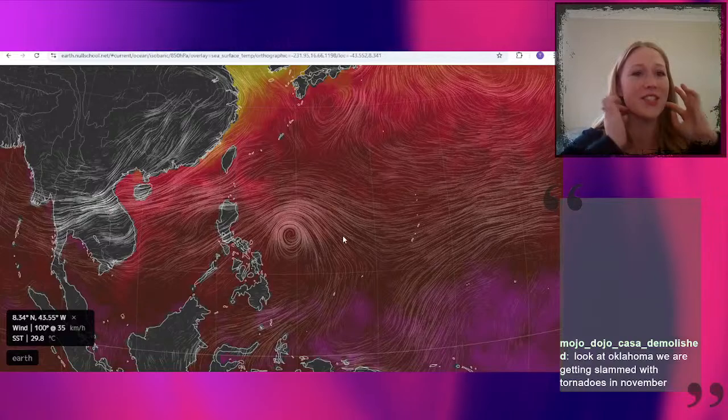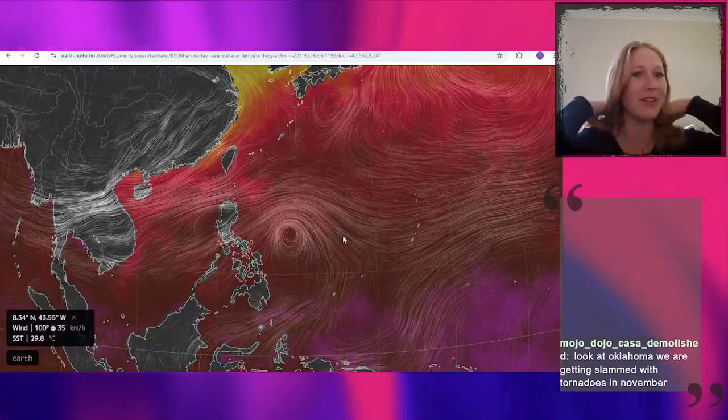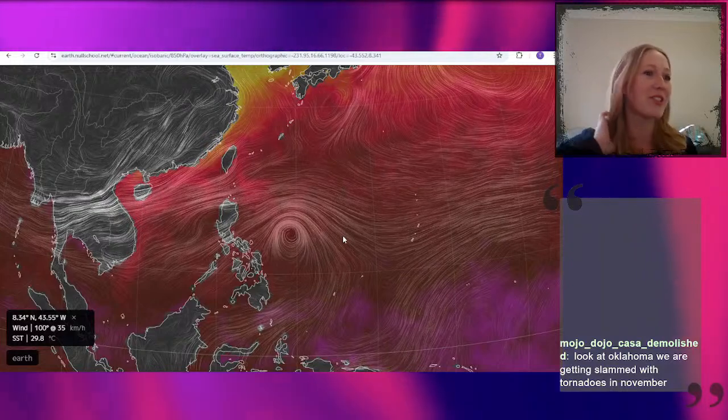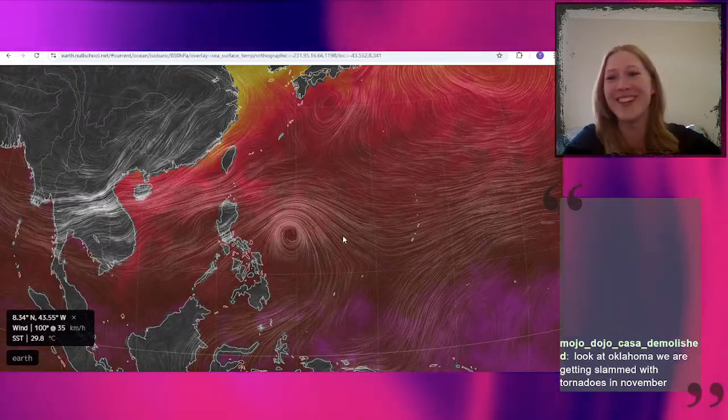I would love to see a tornado. That's still one of the things on my bucket list. I know it's a natural disaster, but the geographer in me just wanted to see a tornado.